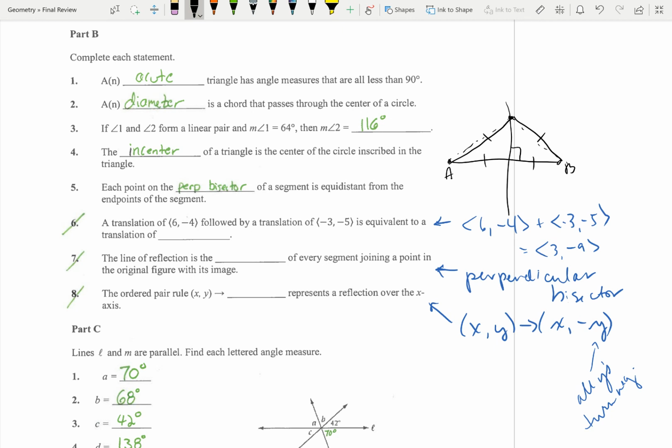And 6, 7, 8 are crossed out, but that actually shouldn't be crossed out. Those are fair game for the final.